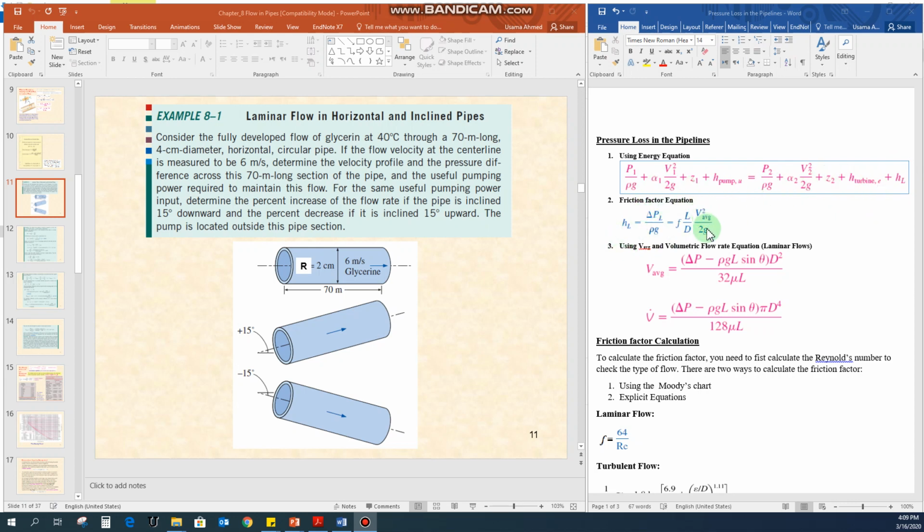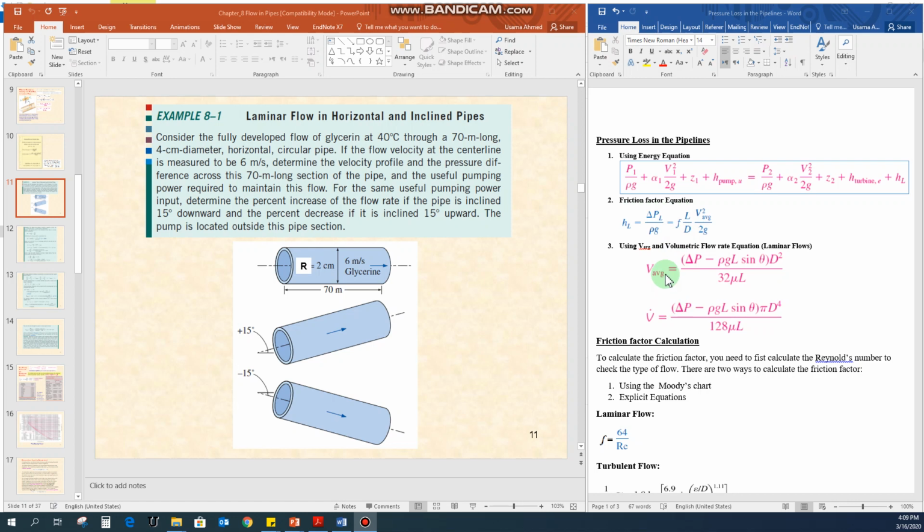The second equation that we can use, it will be equal to head loss, which will be a function of friction factor, length of the pipeline, average velocity square, diameter, and 2g. So we can also use the head loss equation to calculate the direct value for the head loss. Now this head loss equation is also equal to delta P divided by rho g. So you can get this equation by generalizing or solving this general energy equation. So this is the second equation in terms of friction factor that you can use to calculate the head loss.